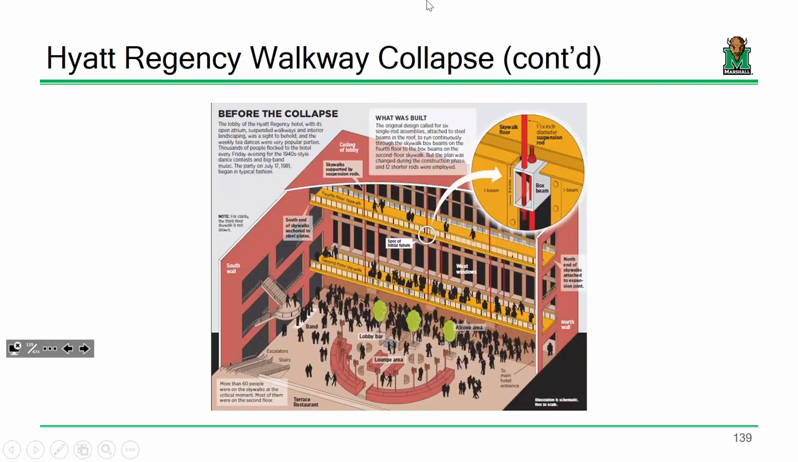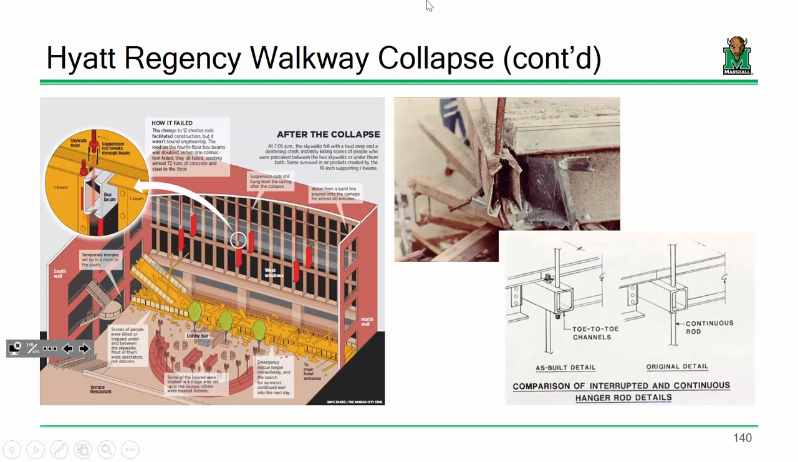So this connection essentially completely failed, as was the case with all the others. Not only did the second floor skywalk fall, but the fourth floor skywalk fell on top of the folks that were on the second floor skywalk. So it was bad, okay? This is what it was like after. Yes, a lot of people lost their lives this day.